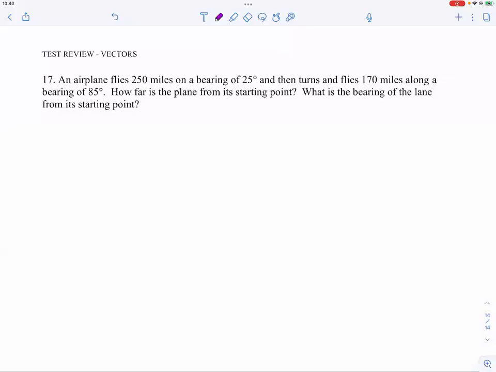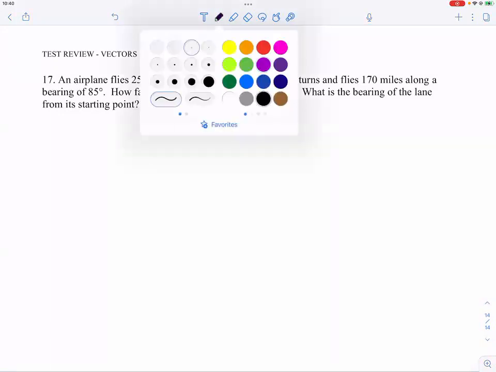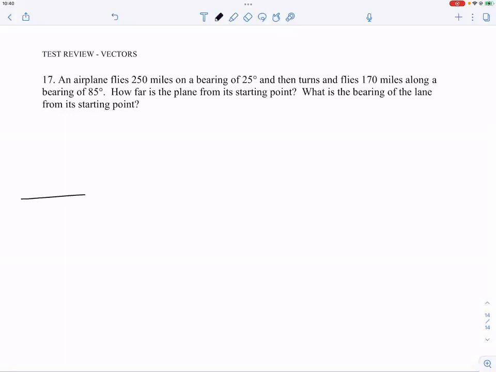Right, for 17, an airplane flies 200 miles on a bearing of 25 degrees and then flies 170 miles along 85 degrees. How far is the plane? So it's very similar to the previous question. Okay, so first, it starts right here.